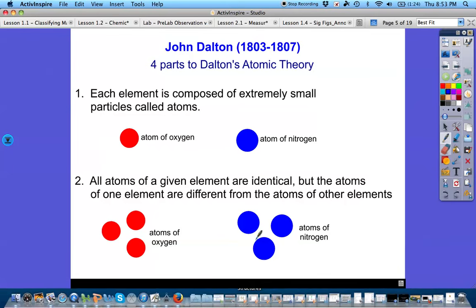The second part of his theory is that all atoms of a given element are identical, but the atoms of one element are different from atoms of other elements. So all of our oxygen atoms look the same, all of our nitrogen atoms look the same, but they look different than the oxygen atoms.